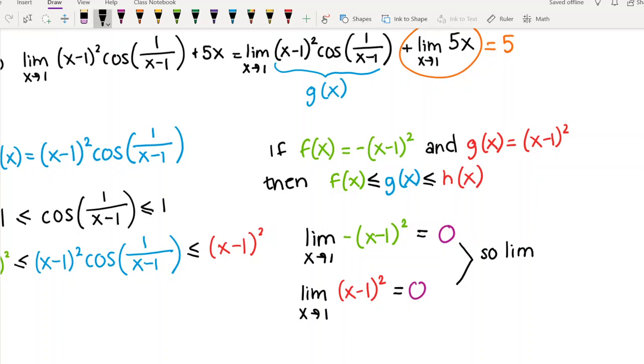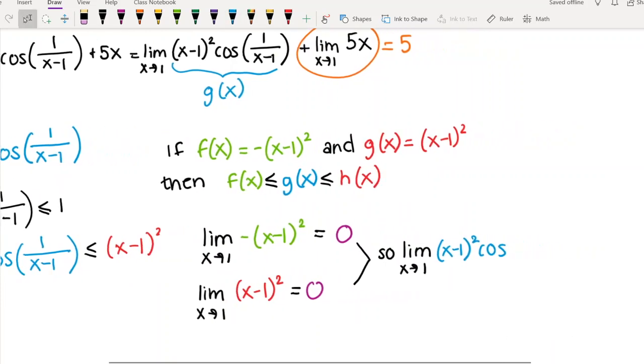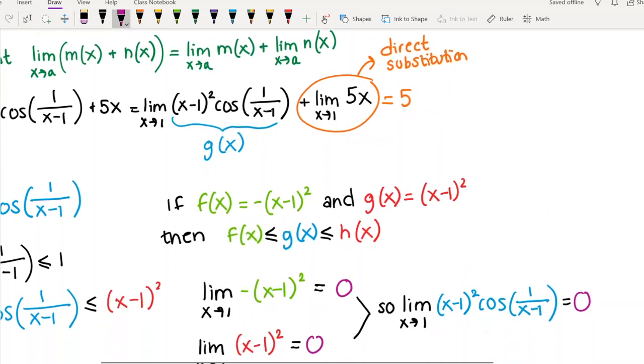So the limit as x approaches 1 of our middle function, x minus 1 squared times cosine, and I'm definitely going to go off screen here, so let me just shift this. That limit is going to also equal 0. Okay, so that's not our final answer though, right? Because our original function was kind of two parts. Our second part, the 5x, that limit equaled 5.